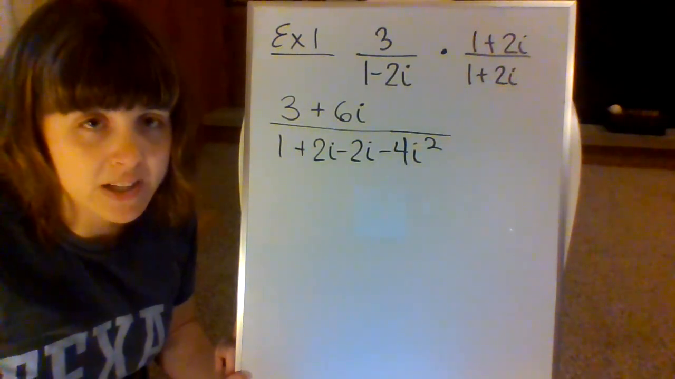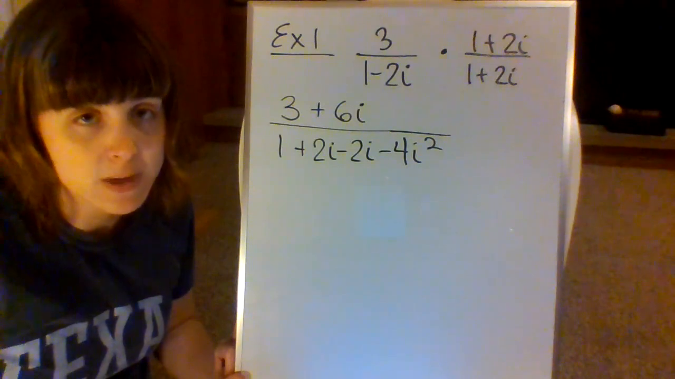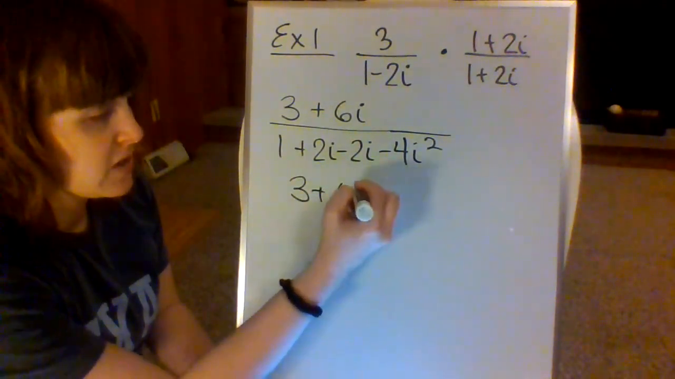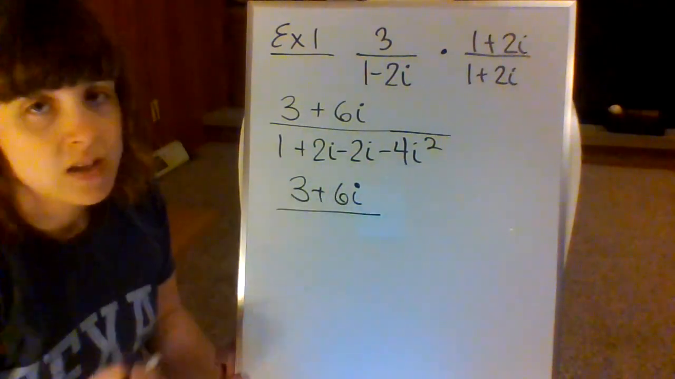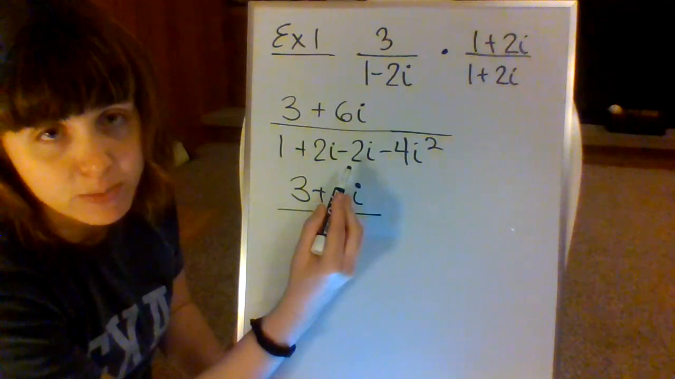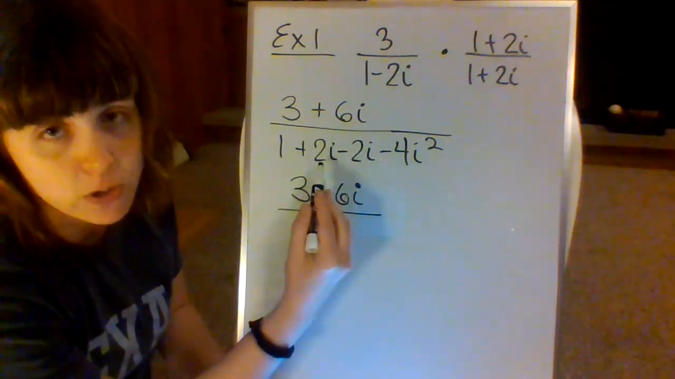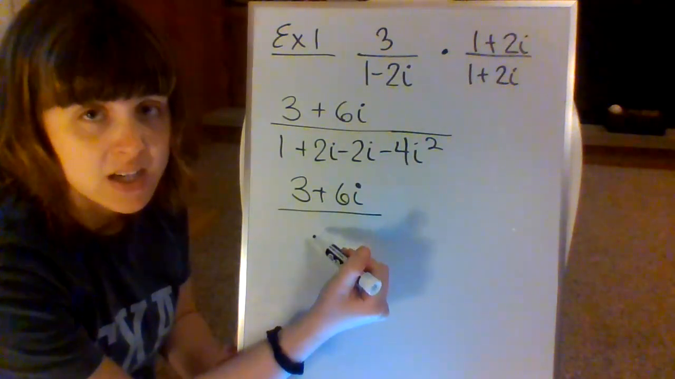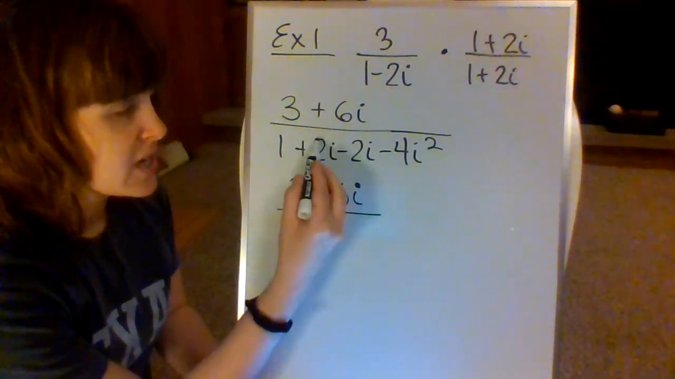Now, the top we're going to leave alone. We're going to just simplify the bottom now. So, we're going to leave 3 plus 6i. Alright, so the middle parts here are going to cancel out. That's the whole point of multiplying by the conjugate, is so that there is no longer an imaginary portion on the bottom of the fraction. So those parts cancel out.